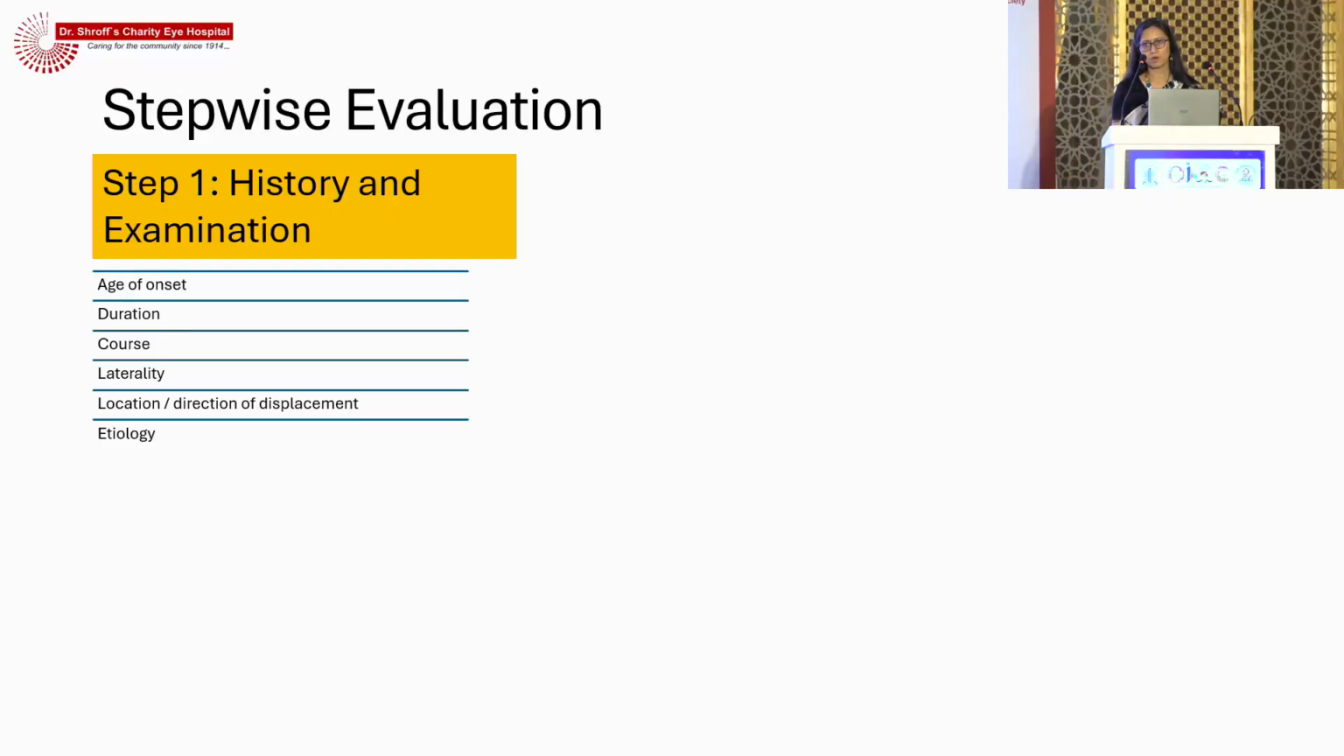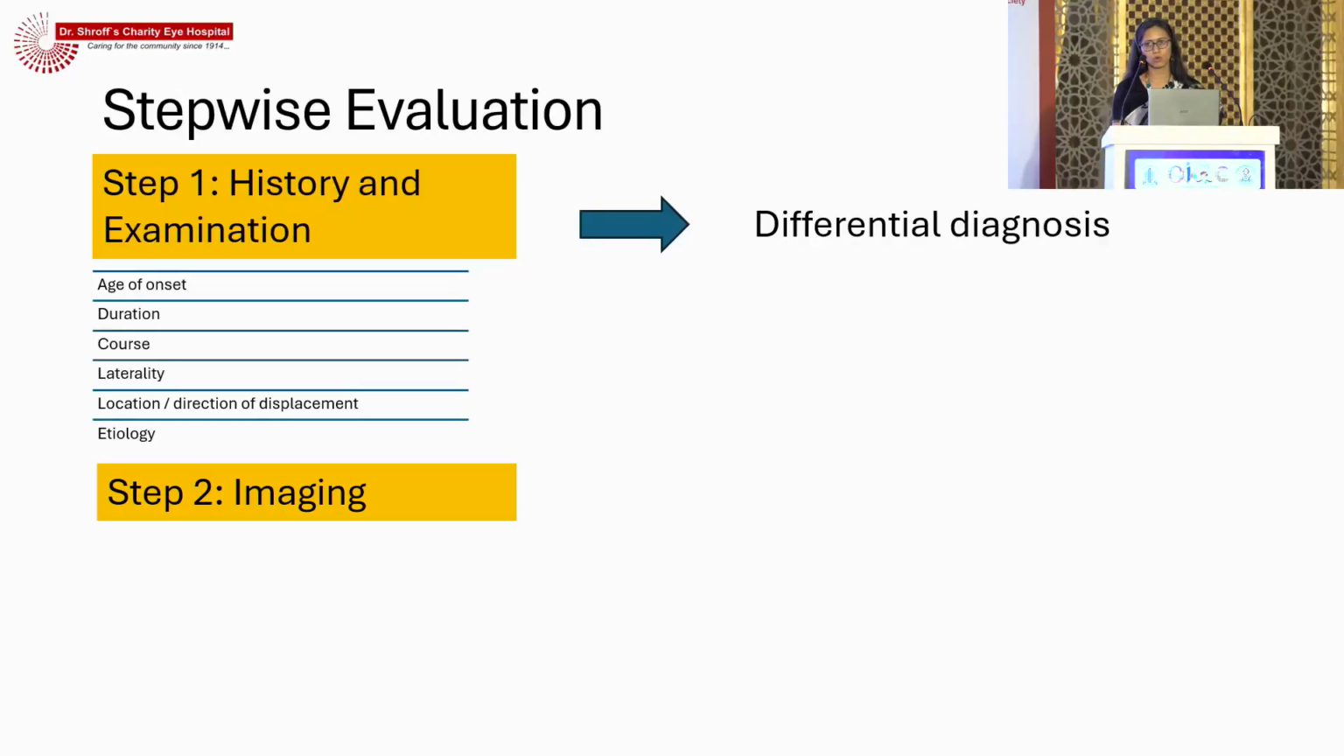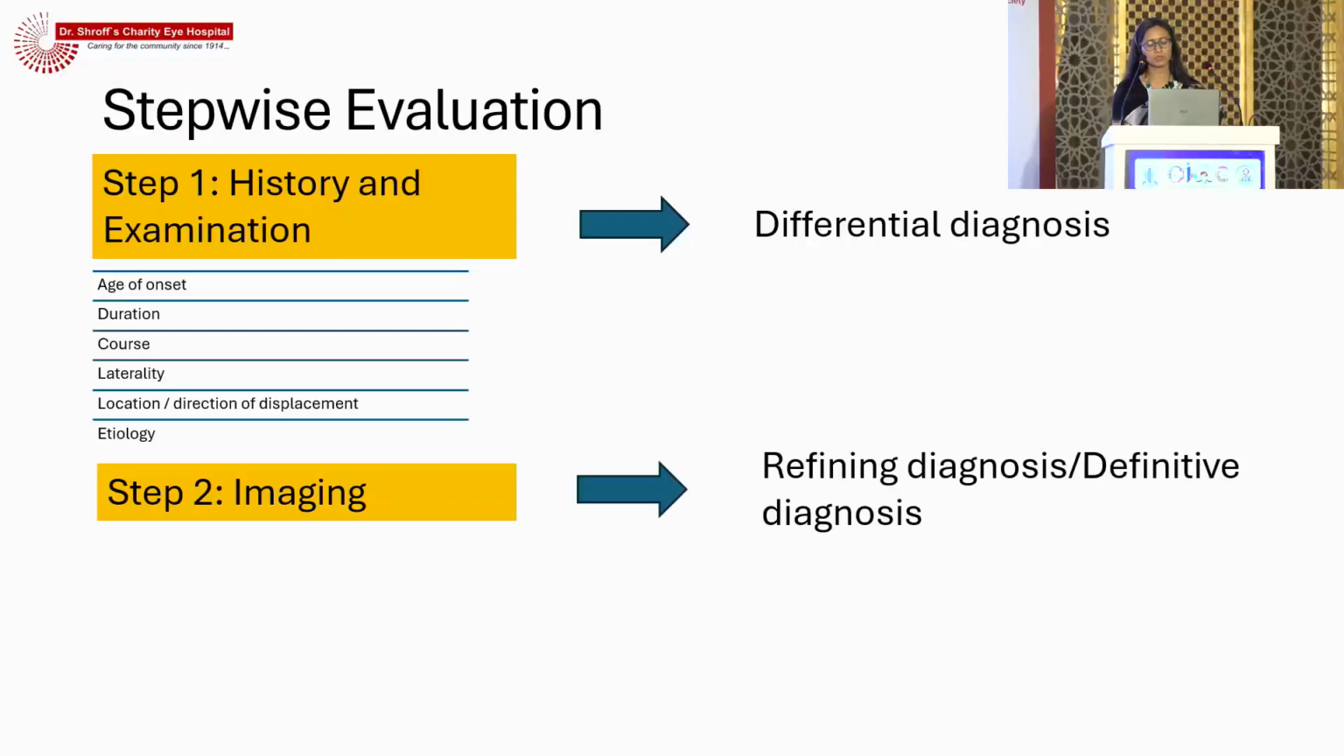Step one always remains history and examination, which we tend to forget sometimes in the clinics, and we tend to hurry up. But I think for the majority of diagnoses, if we go for a good history and a good examination, we will end up narrowing down our differential diagnosis to two or three, and that's the whole idea. Once we narrow down the differential diagnosis, if needed, we go for imaging, which is going to refine our differential diagnosis further, or sometimes give us the definitive diagnosis.